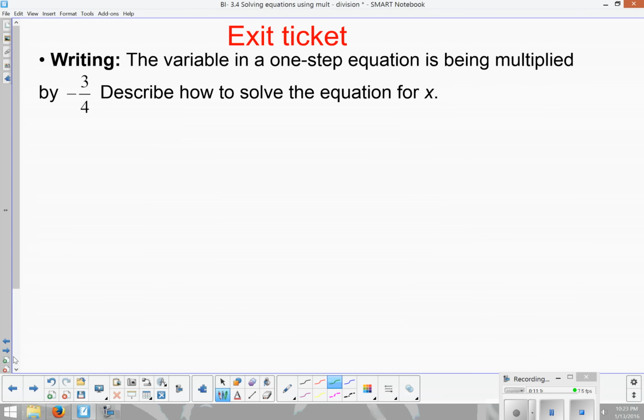Okay, our exit ticket to complete this lesson. Please answer the question below by writing out the solution. It says to describe how to solve for x in this equation. So go ahead and complete that as part of your homework, and then we will talk about this tomorrow. Okay, see you tomorrow.